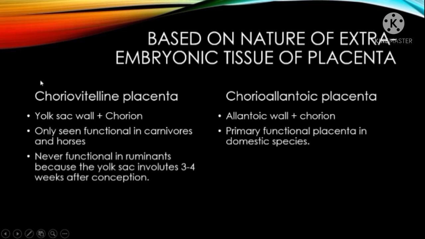First is the choriovitelline placenta, which is formed when the yolk sac wall and the chorion fuse. This is only functional in carnivores and horses. These are never functional in ruminants because the yolk sac involutes, or regresses, 3 to 4 weeks after conception. Second is the chorioallantoic placenta, which is the fusion of the allantoic wall and the chorion, and it is primarily the functional placenta in domestic species.